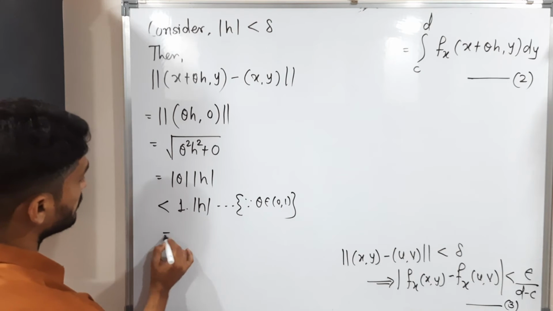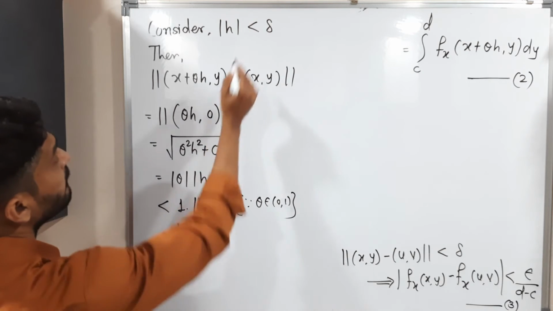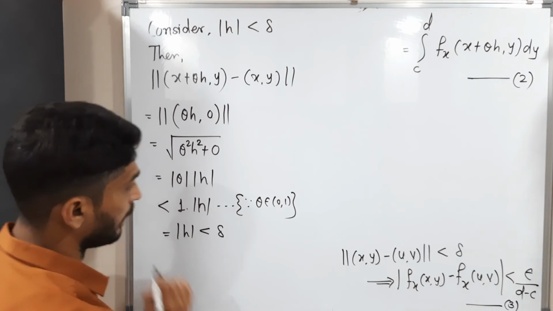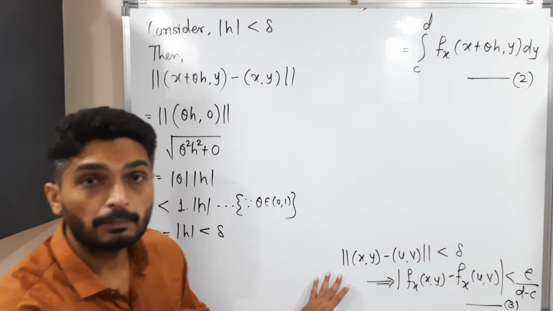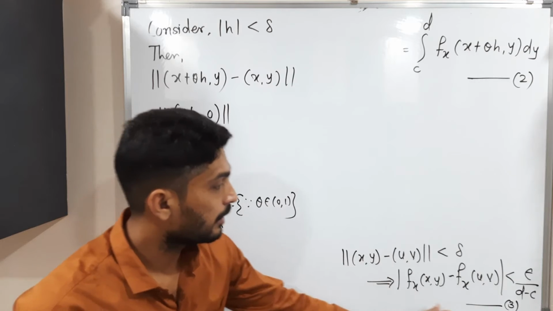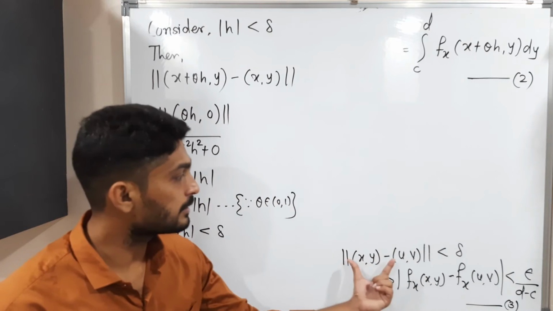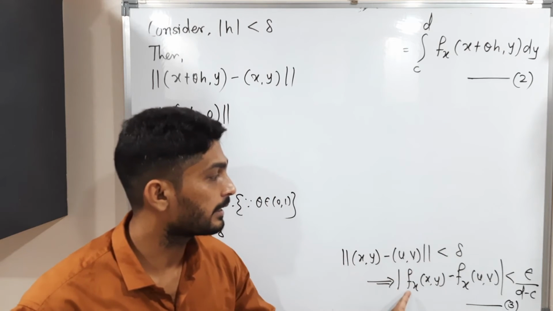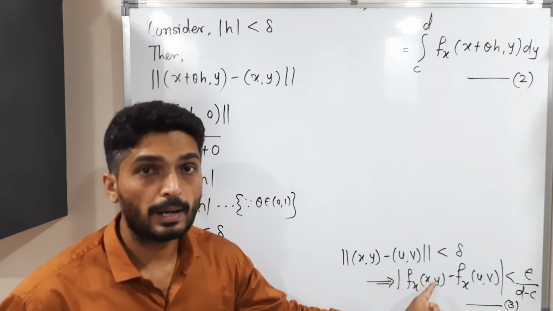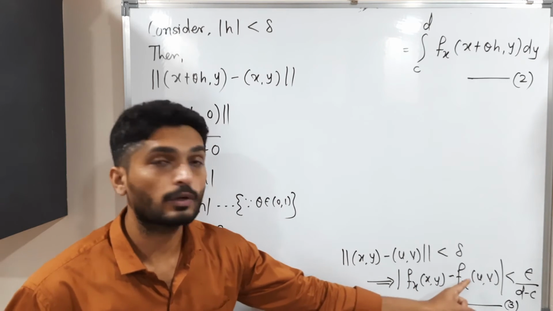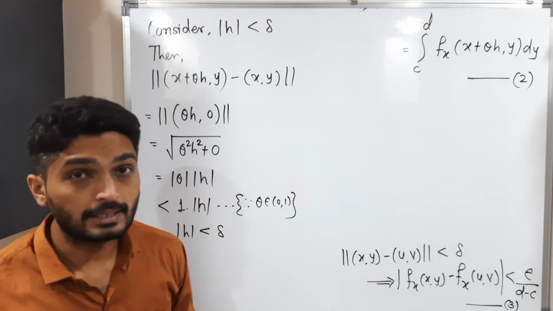So therefore we will have this is mod h, and we have already assumed this is less than delta. I keep it here. See, statement number 3 says if the norm of this is less than delta, then mod fx of xy minus fx of uv is less than epsilon by d minus c.